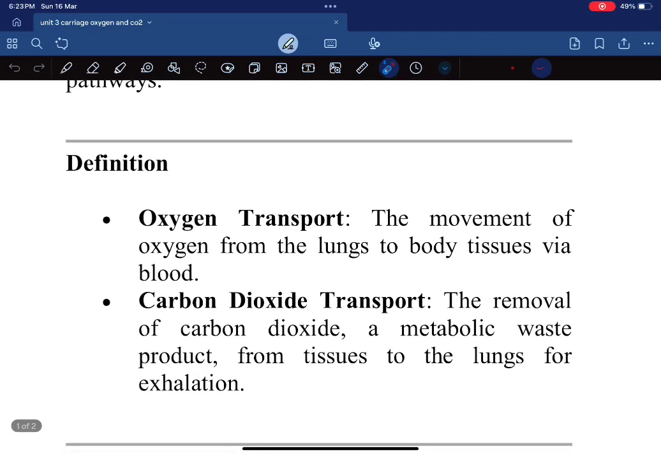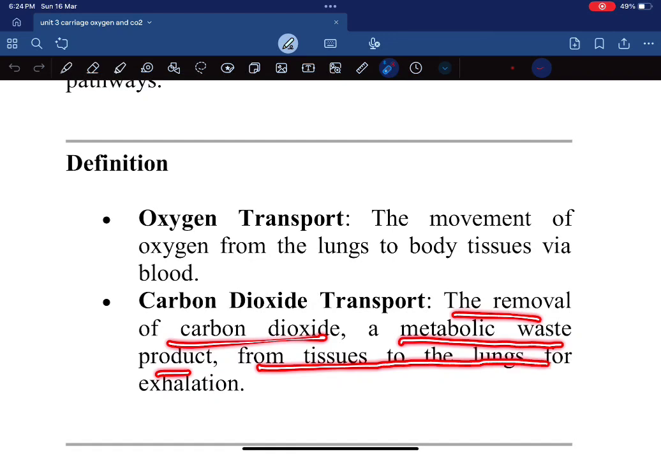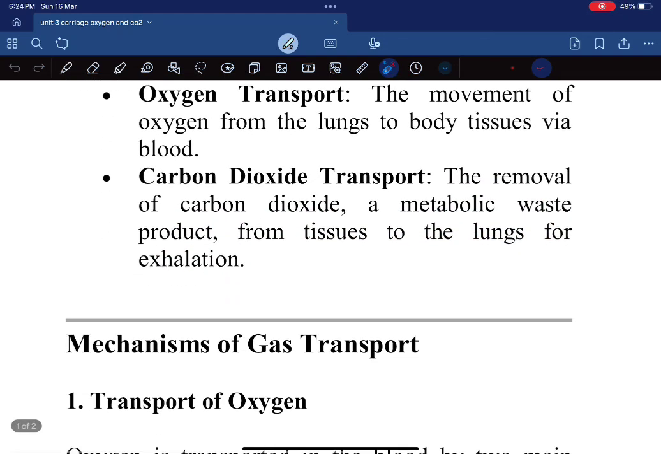Definition of oxygen transport and carbon dioxide transport. Oxygen transport: the movement of oxygen from the lungs to body tissue via blood is called oxygen transport. And carbon dioxide transport: the removal of carbon dioxide, a metabolic waste product, from tissue to the lungs for exhalation.